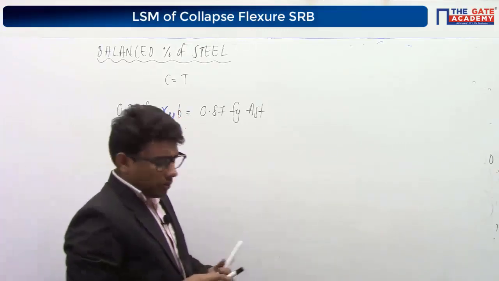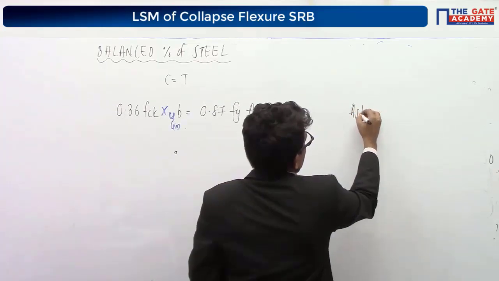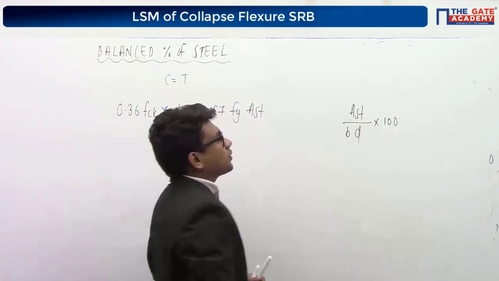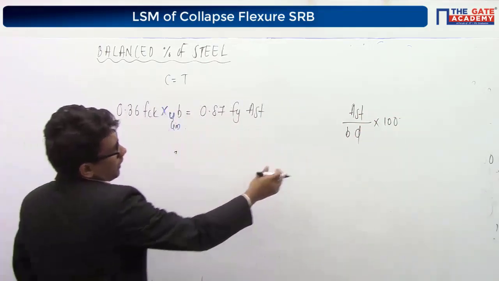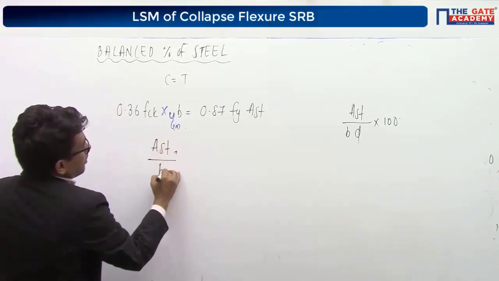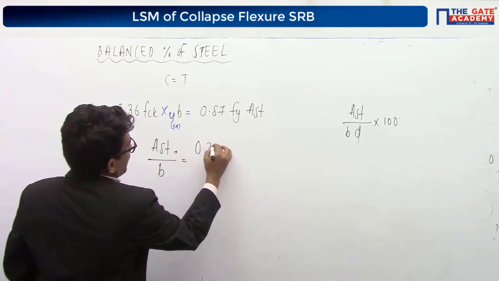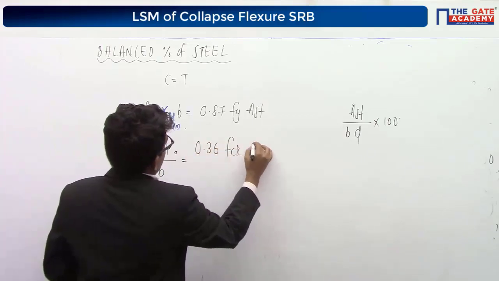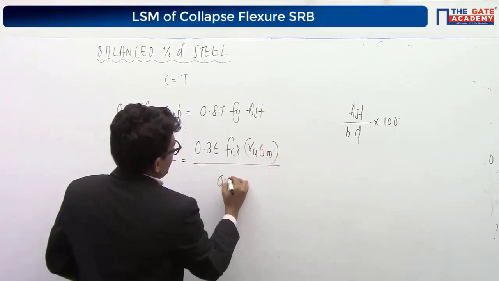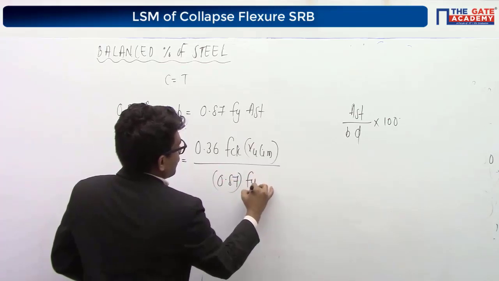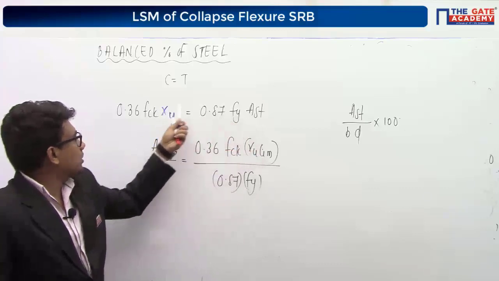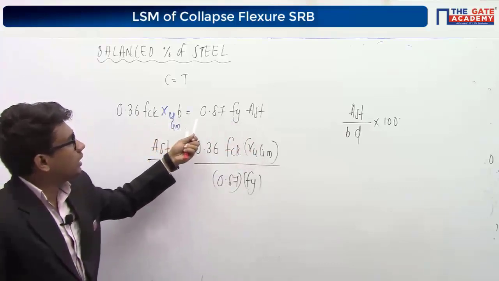What is the percentage of steel? Percentage of steel means AST divided by the effective area, into 100. If I try to get it from this equation, I will get AST divided by B equal to 0.36 FCK XU limit divided by 0.87 Fy. Keeping AST and bringing B here, the remaining portion is 0.36 FCK XU limit divided by 0.87 Fy.